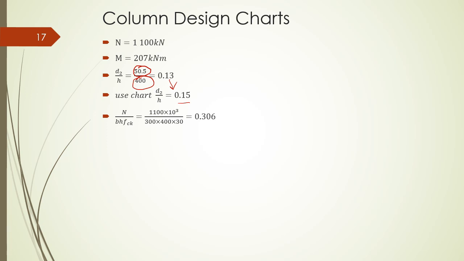We'll then calculate N over bh fck, which is 1100 kilonewtons, which comes out as 1100 times 10 to the power 3 newtons over 300 millimeters multiplied by 400 millimeters times the characteristic strength of concrete, which is 0.306. Then we'll get M over bh squared fck, which will be 207 kilonewton meters, or 207 times 10 to the power 6 newton millimeters over 300 times 400 squared times 30.